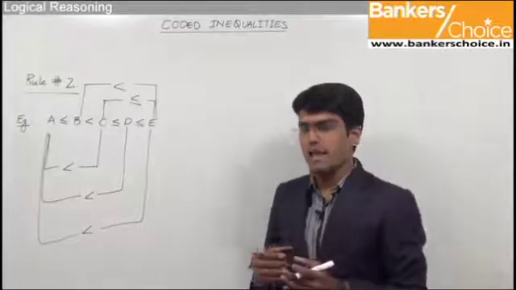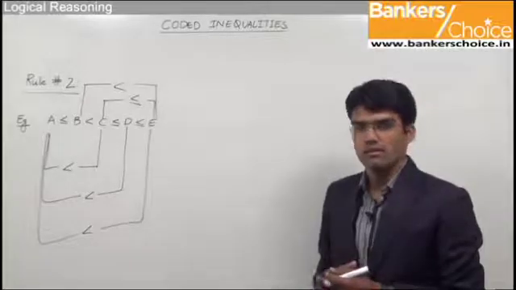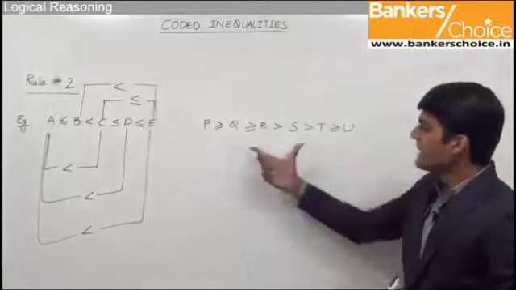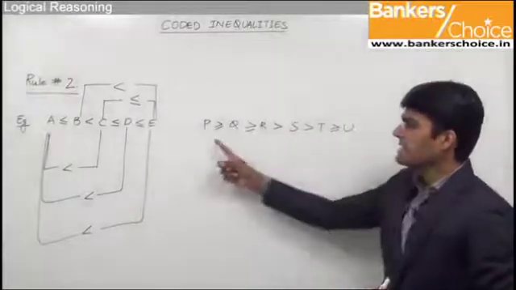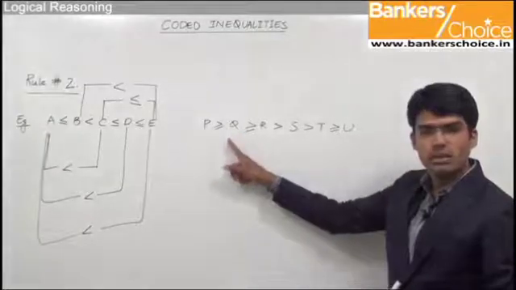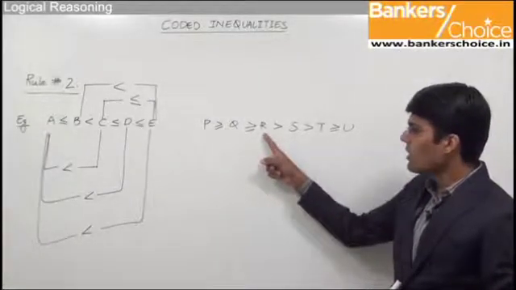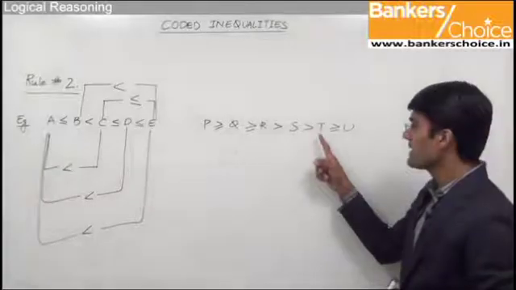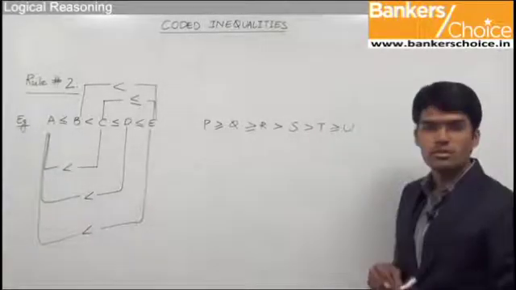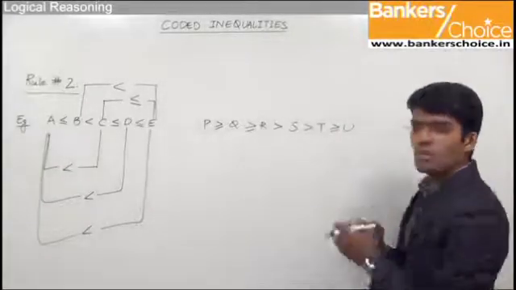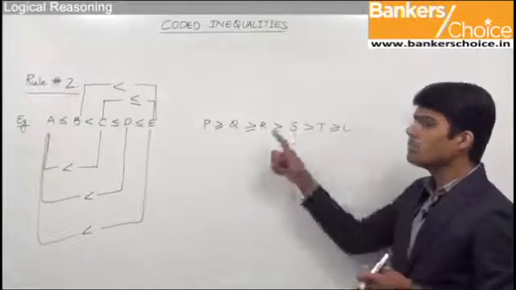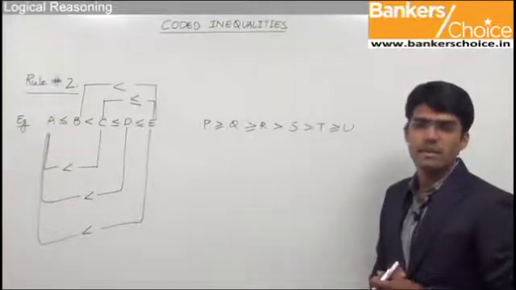Let us take another example based on the same rule. So the second example here is as shown. We can see that P is greater than or equal to Q, greater than or equal to R, greater than S, greater than T, greater than or equal to U. Again, the same rule is applicable when we are comparing two distant variables in this sort of an equation.